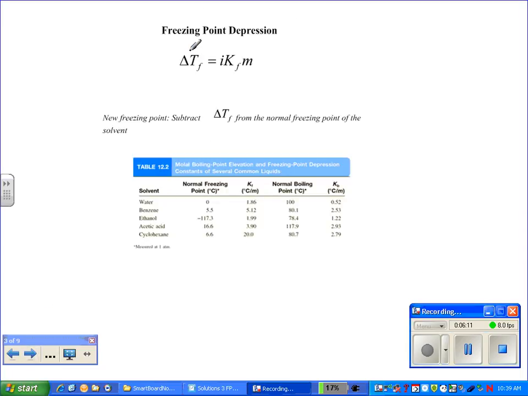Okay, so for the freezing point depression, we've got a similar formula. The freezing point depression is equal to the Van 't Hoff factor times the molar freezing point constant for the solvent times the molality. The key here is that the constant that we use, the Kf or the Kb in these formulas, is related to the solvent. And the molality gives us the indication of the solute, and the i is related to the solute.